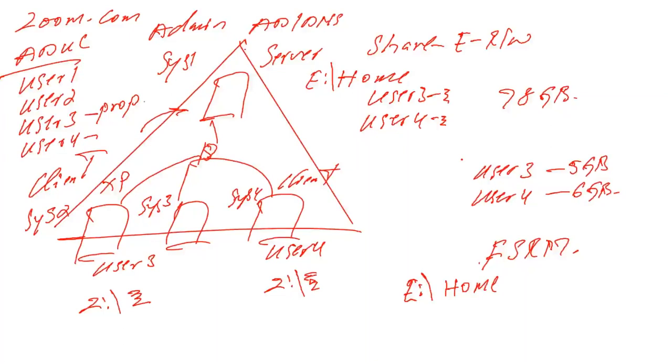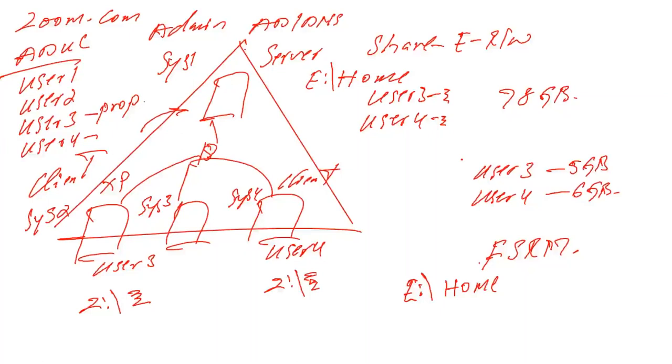Open the computer and check the home folder network drive size. Check the home folder network drive size dash 5 GB.